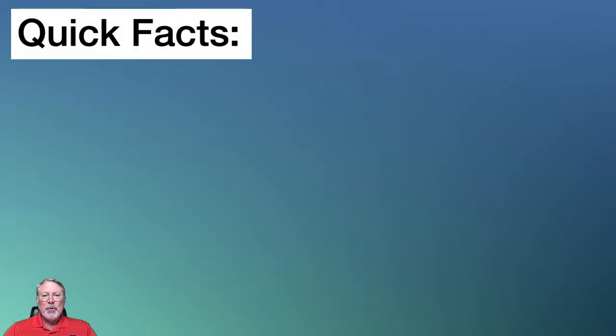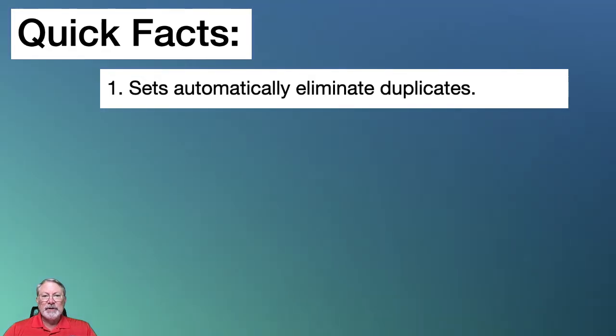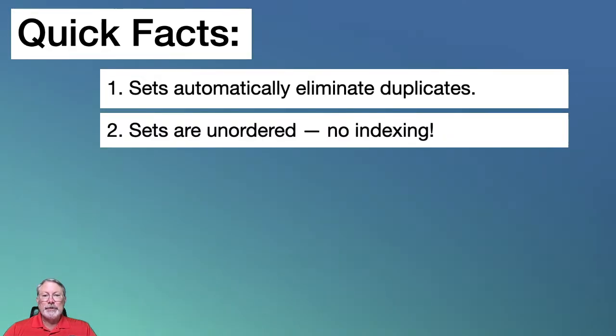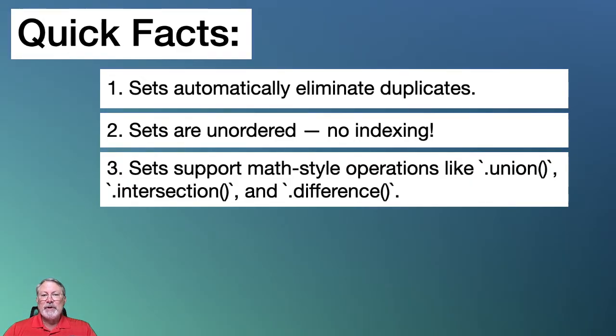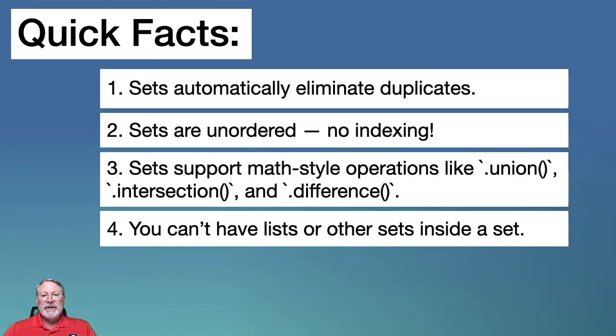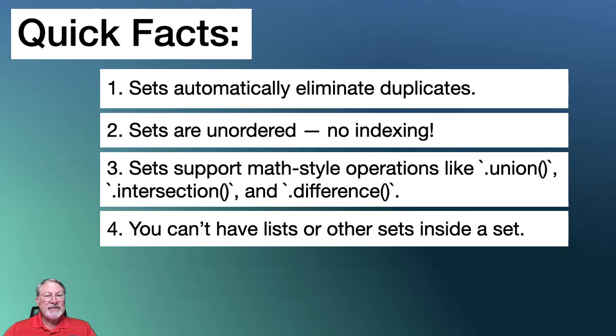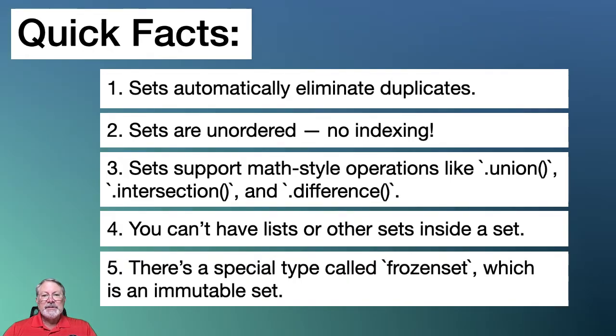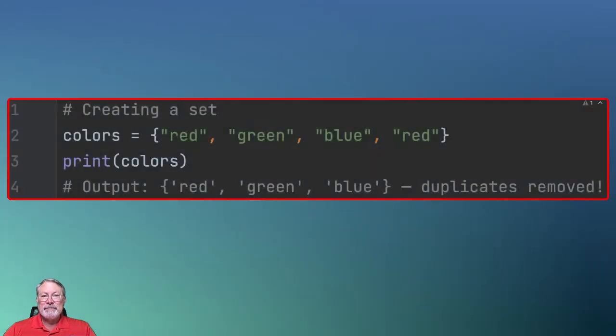Here are some quick but important facts about sets. Sets automatically eliminate duplicates. Sets are unordered, no indexing. Sets support math-style operations like union, intersection, and difference. You can't have lists or other sets inside a set. There's a special type called frozenset, which is an immutable set. We'll see that in another video. Let's check out a few quick examples to see sets in action.